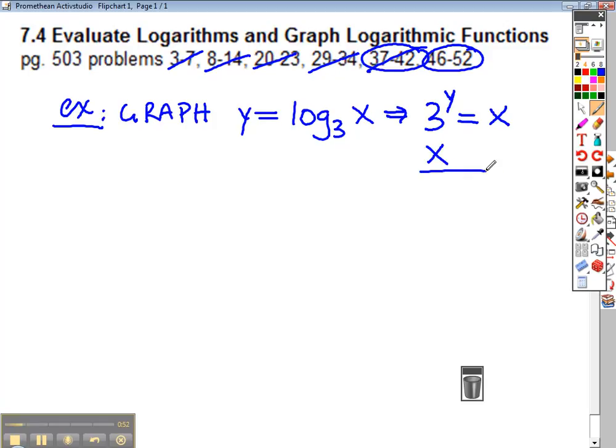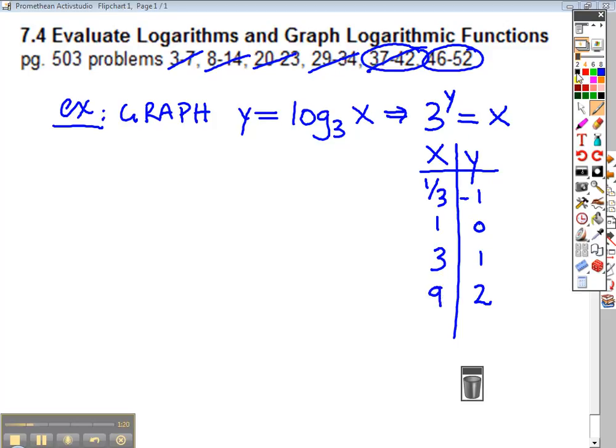Okay. What I'm going to do is create an xy chart, but here's the difference. Instead of plugging in for x, I'm going to plug in for y. So I'm just going to pick the points -1, 0, 1, and 2 should be far enough for now. Okay, if I plug in -1, it's 3 to the -1, which is 1/3. If I plug in 0, 3 to the 0 is 1. If I plug in 1, 3 to the 1 is 3. And if I plug in 2, 3 to the second is 9. Okay? So let's see what the graph looks like.